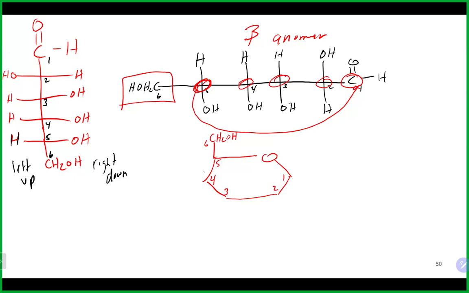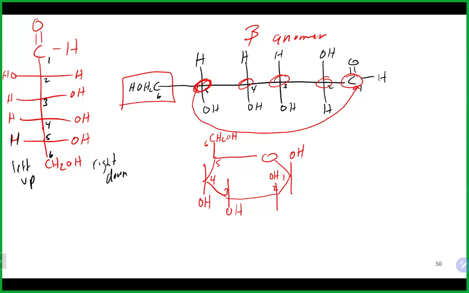Number 4, our OH is down, so we're going to draw a line going down. Number 3, the OH is down. Number 2, the OH is up. And lastly, here we want beta, which means my last OH should go up. So it should go something like that. Any questions on that one there?